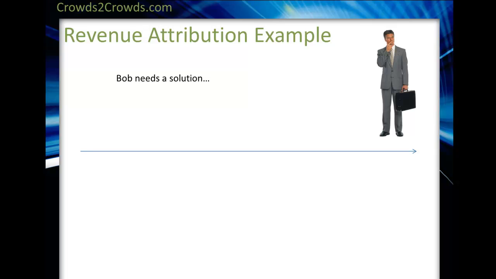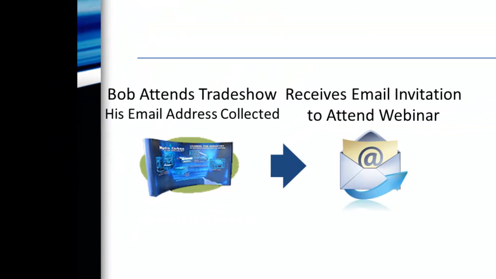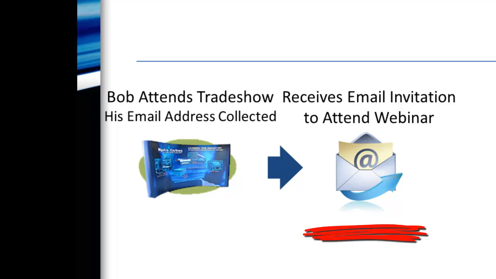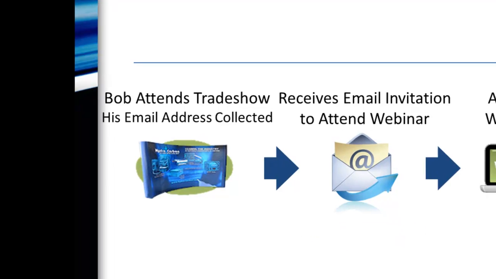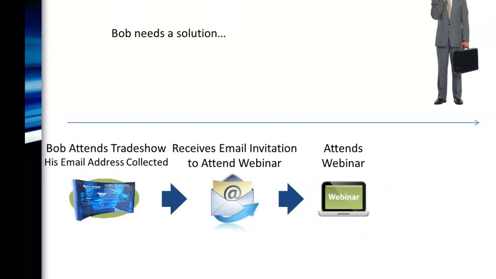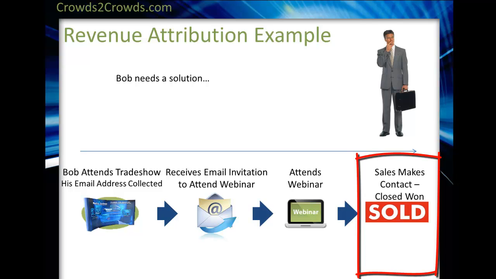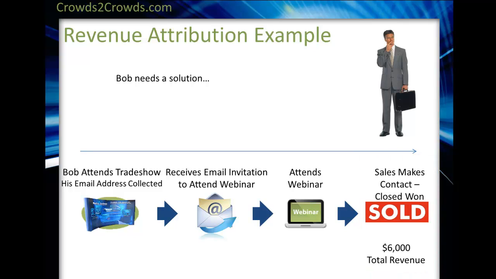So let's take a look at an example here. Here's Bob, and Bob needs a solution. So he attends a trade show in which we collect his email address. Later on, we send Bob an email invitation to attend a webinar, which Bob actually attends. After that, sales is notified, they get a hold of Bob, they make the deal, and it ends up a closed one for the amount of $6,000 in revenue. Now, there's several ways to attribute revenue here. Let's take a look at some of the more common ones.